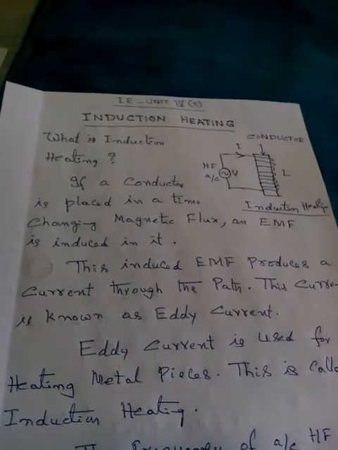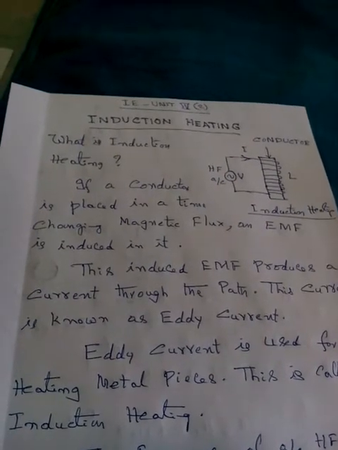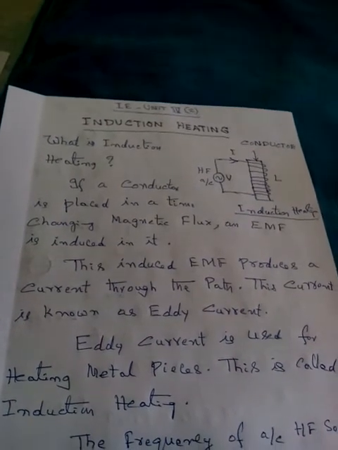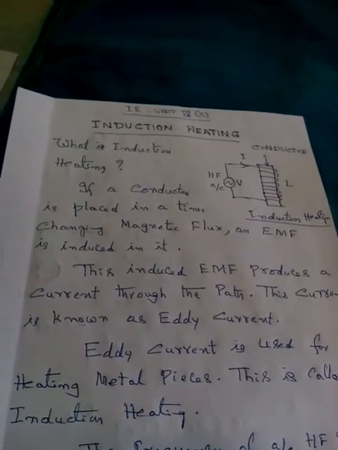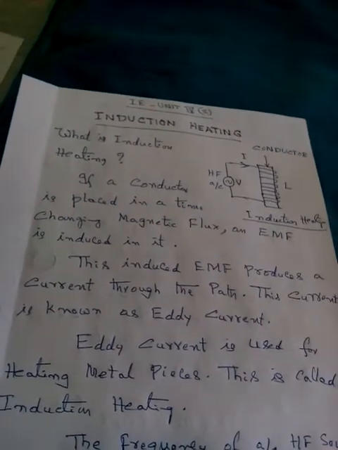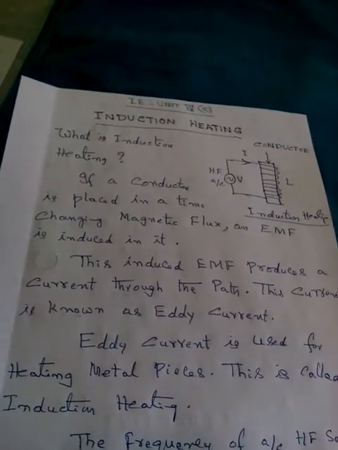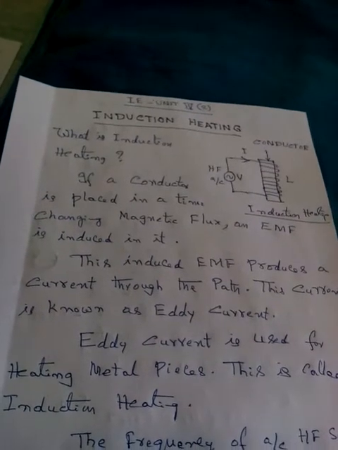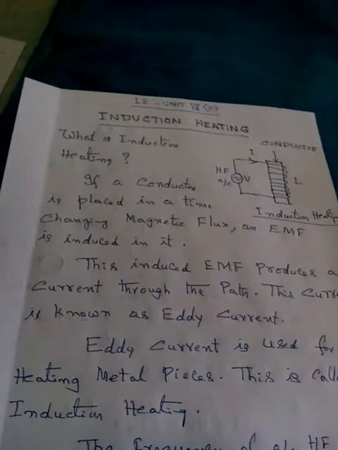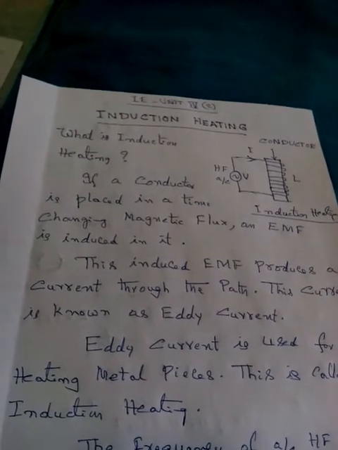So it produces magnetic flux. So an EMF is induced. This induced EMF produces a current through the path. This current is known as eddy current. Eddy current is used for heating metal pieces. This is called induction heating. Okay, induction heating is done by eddy current produced by magnetic flux.